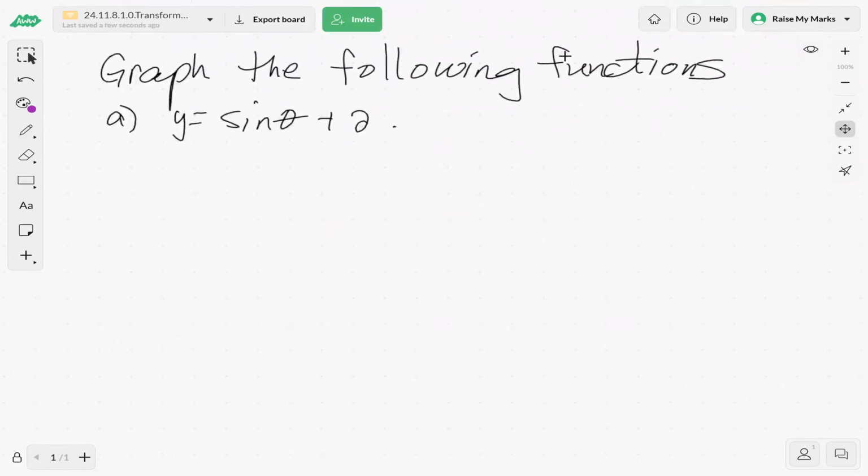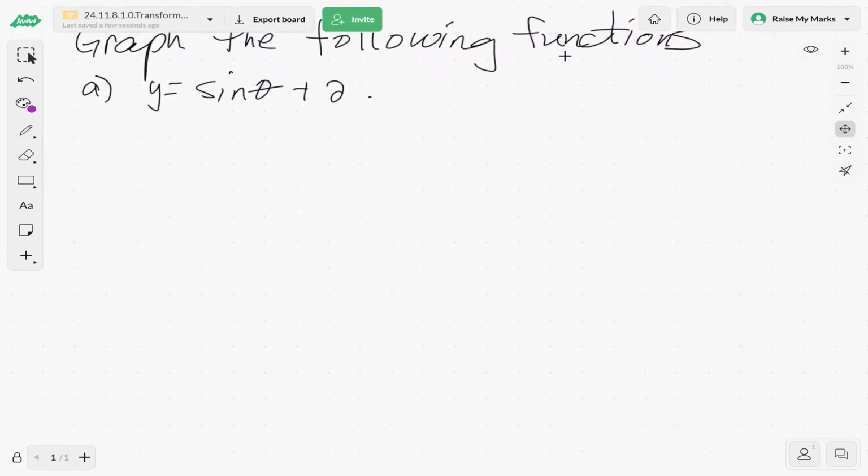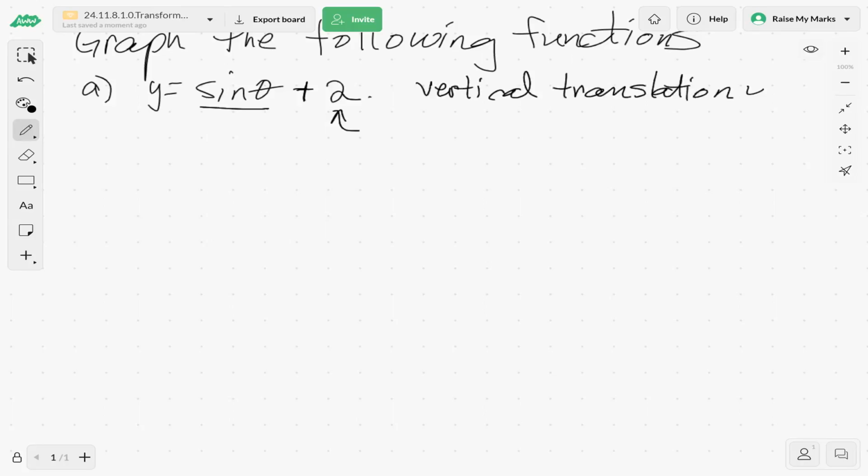Graph the following functions. So in part A, we have y equals sine theta plus 2. Okay, so let's draw some axes. And we'll start from there. Well, actually, before we do that, let's look at what kind of transformations are occurring. So our parent function is sine theta. And then we have a plus 2. So this plus 2 is a vertical translation up 2 units.